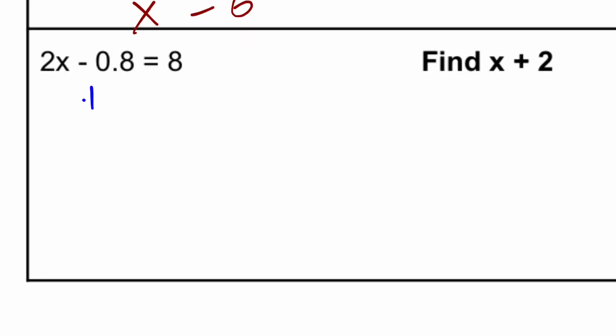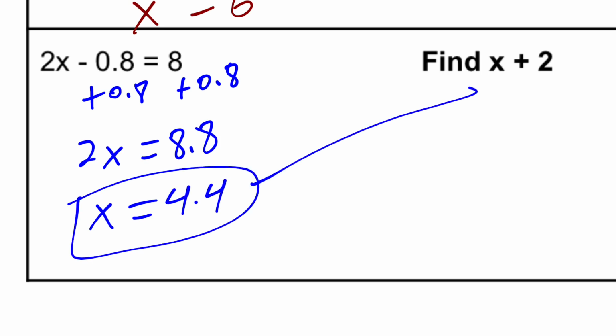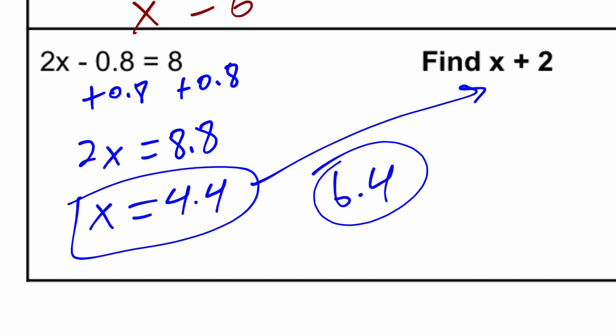We solve this one like normal, where we add first to undo the subtraction. We have 2x is equal to 8.8. And if we divide by 2, we get x is equal to 4.4. Sometimes on the SAT, they ask you not to find x, but x plus 2, which is just 6.4, because we take our original answer and then we add 2.